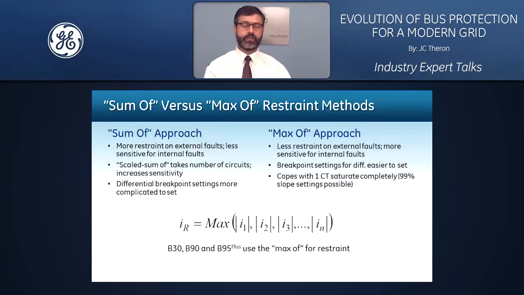Now, before we dig into those details, let's have a look at some restraint methods, sum-off versus max-off restraint. Now, the max-off approach's advantages are that it's less restraint on external faults, however, it's much more sensitive for internal faults. Breakpoint settings are easier to calculate and it copes well with CT saturation. And the max-off approach, that's specifically what we follow and use in our B30, B90 and B95 Plus devices.